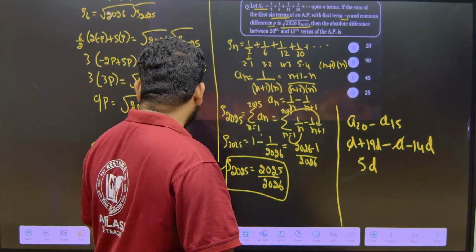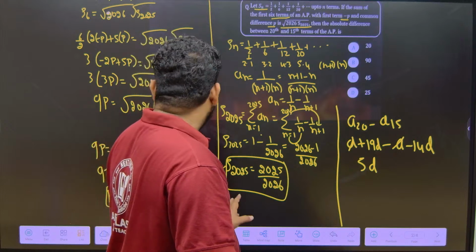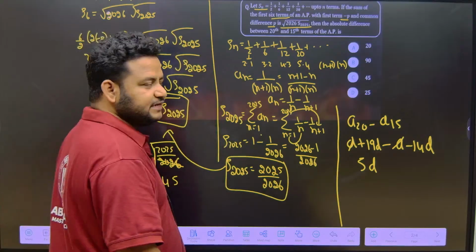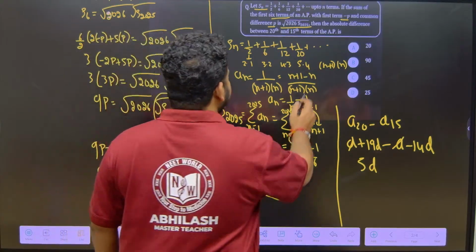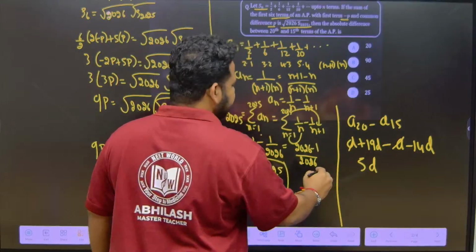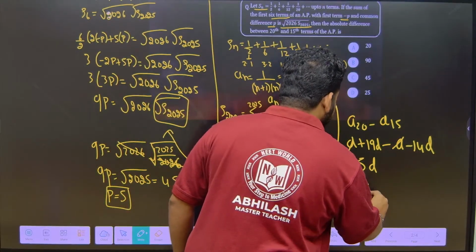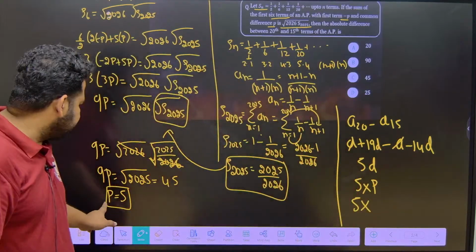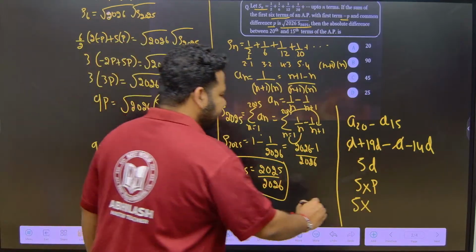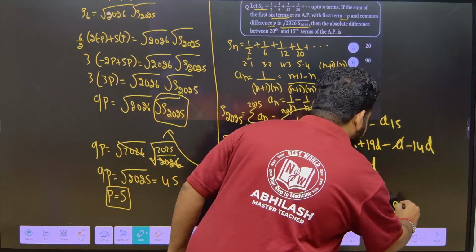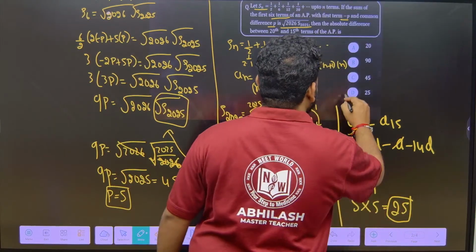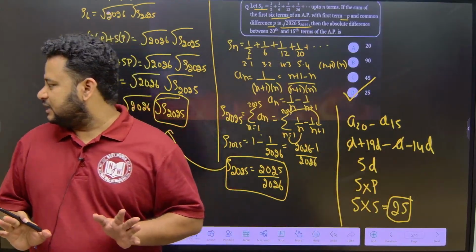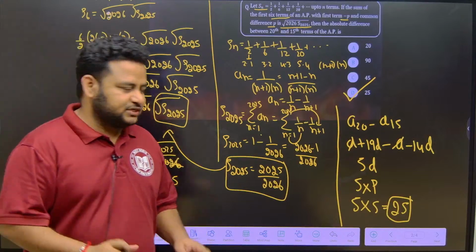Now understand one thing, P is equal to 5, and what is the value of D that we have? D is nothing but P. Here they have given the common difference is P. So 5D means 5 into D, which is nothing but P. But what is the value of P that we got? We got the value of P as 5. So it is 5 into 5, that gives us 25. Okay, 25 is the right answer to this question. That is option D is the right answer to this question, friends. Got it?